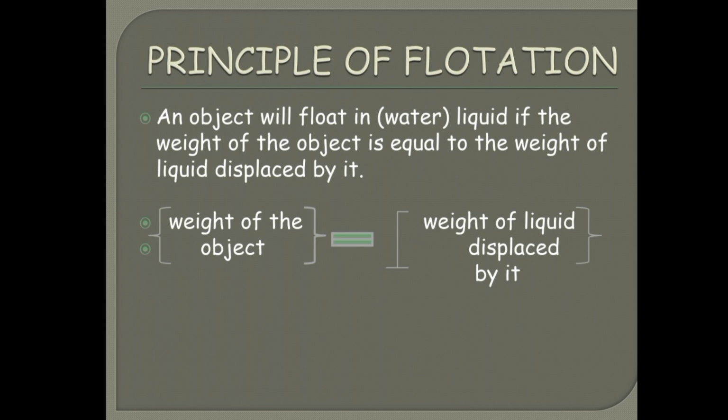Means when an object is immersed in a liquid, the object will experience an upthrust force, which is called buoyant force. When there is an object which experiences the buoyant force, it will also displace some water, some liquid out of the container. So the principle of flotation states that the weight of the object will be equal to the weight of the liquid displaced by it. If the weight of the object is 5 Newton, then the water displaced by it also will be 5 Newton.